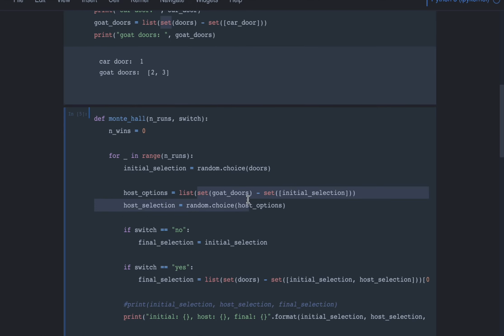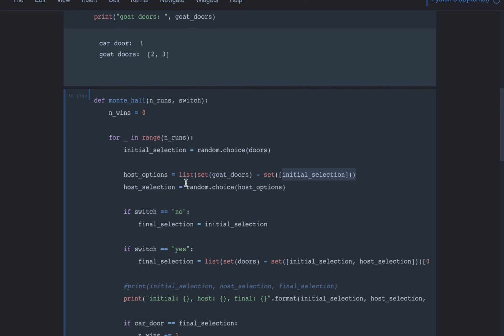So from all the doors, here we are removing the initial selection, okay? And then the host will have two options from the goat doors, right? So from the goat doors, we are removing our initial option.